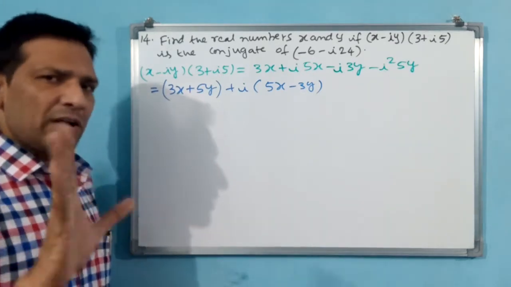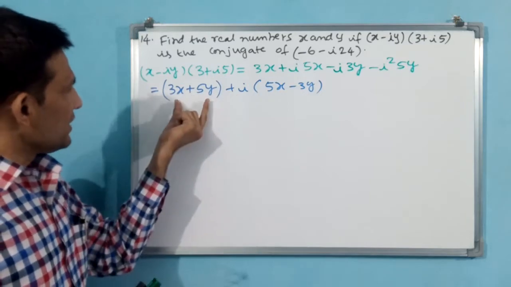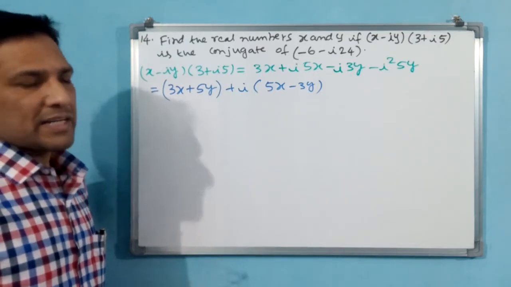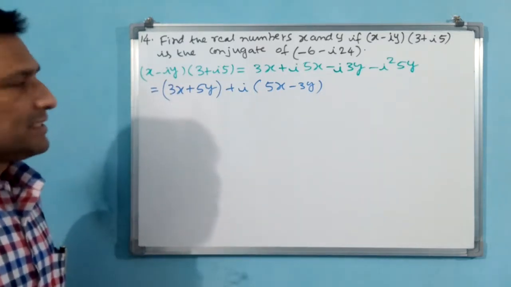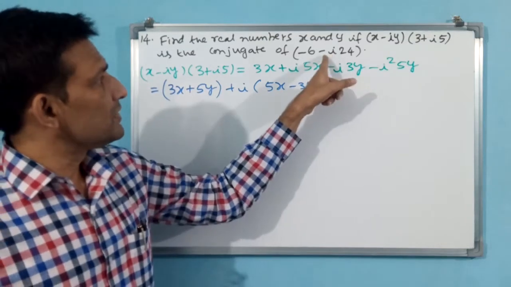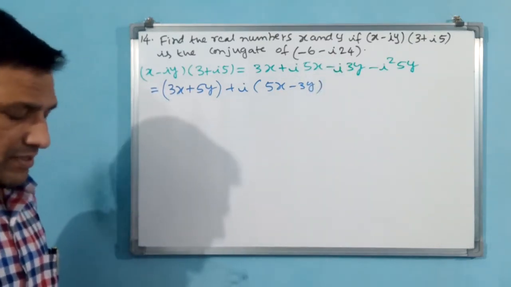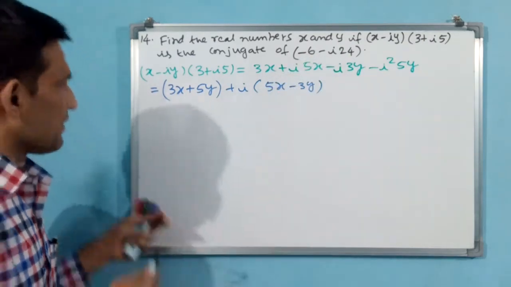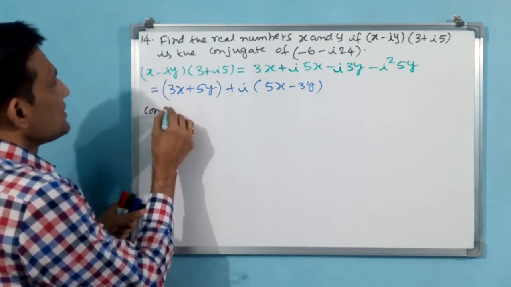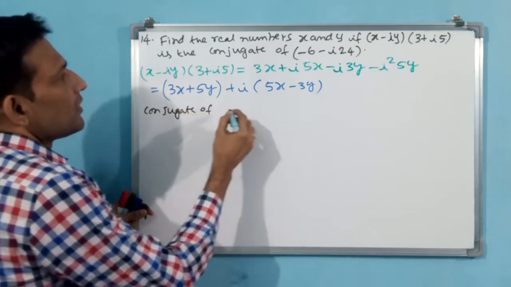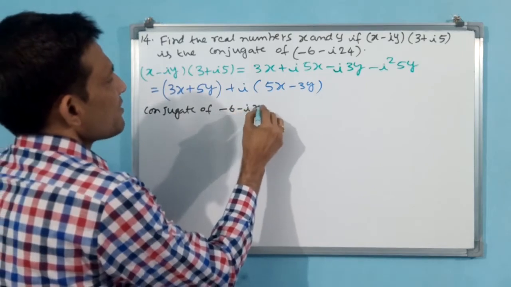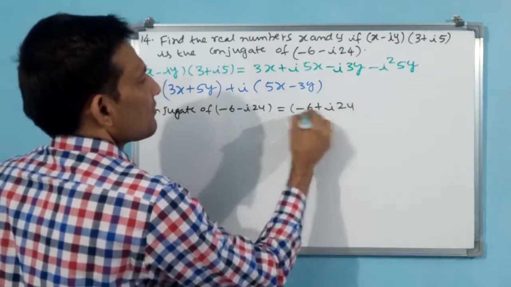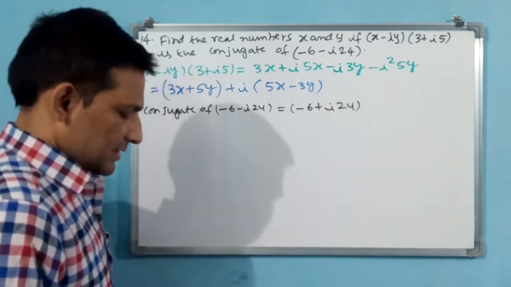This is one complex number only. For seeing, it is bigger, but you see, this is the real part, this is the imaginary part. You can understand easily. But what is the logic? See, this number is equal to this conjugate. Then what you have to do now? First you have to write, then next we have to write this conjugate. Conjugate of minus 6 minus i24 is equal to minus 6 plus i24. Is it okay?